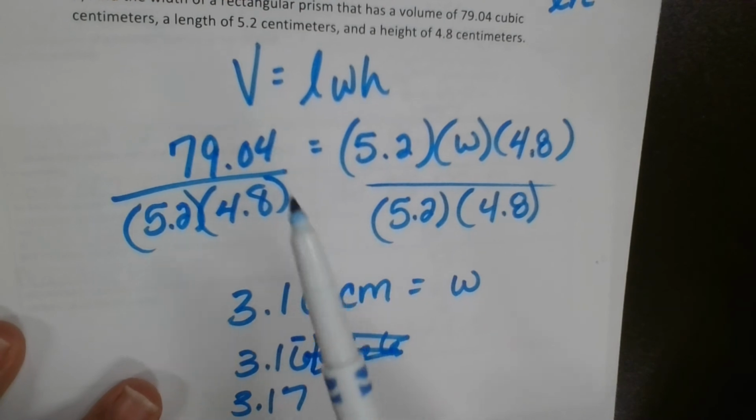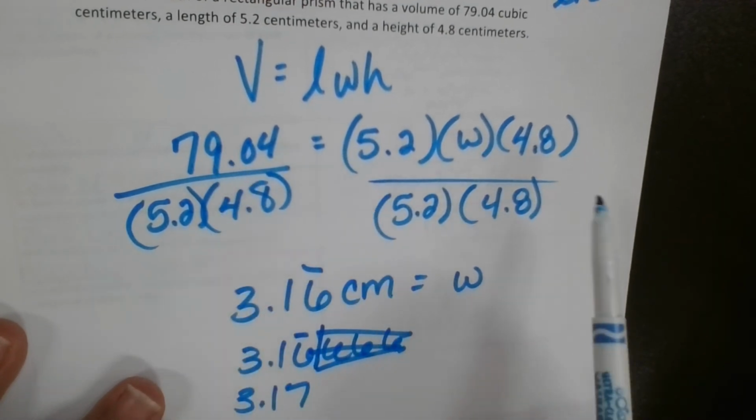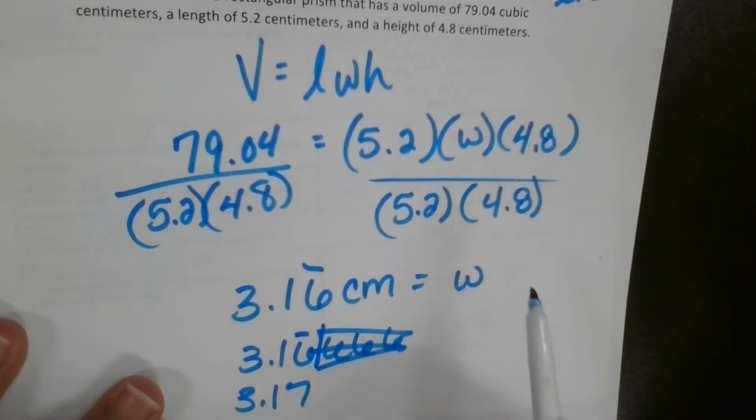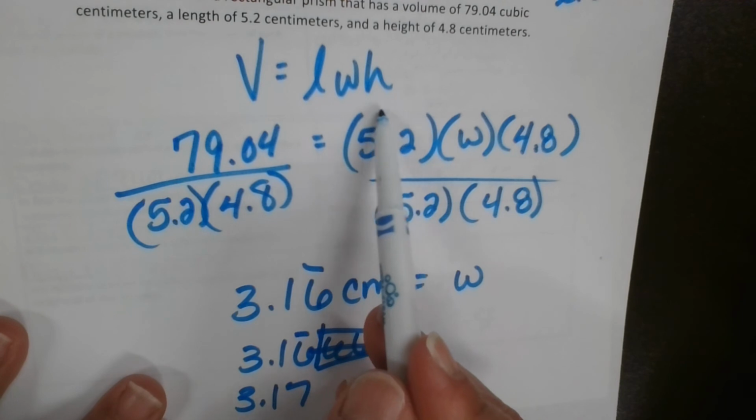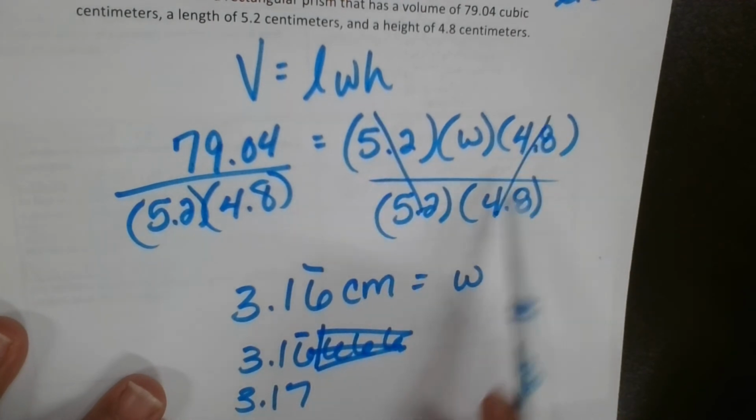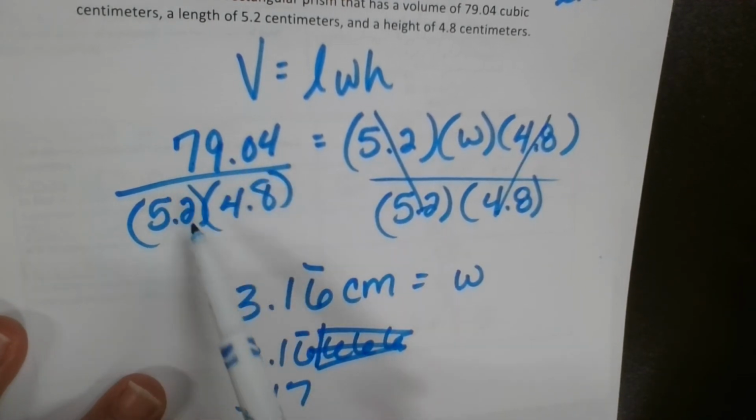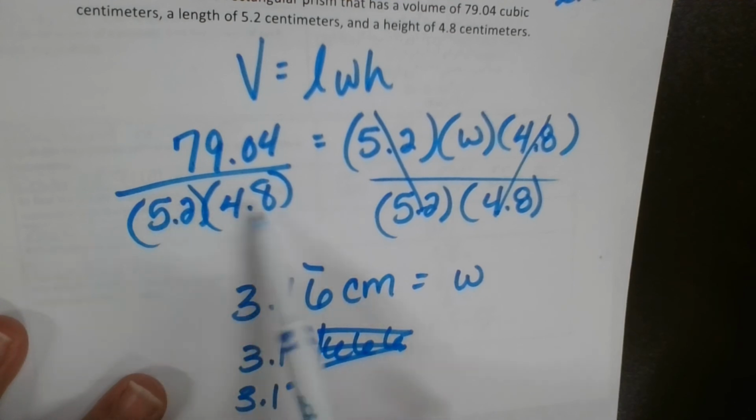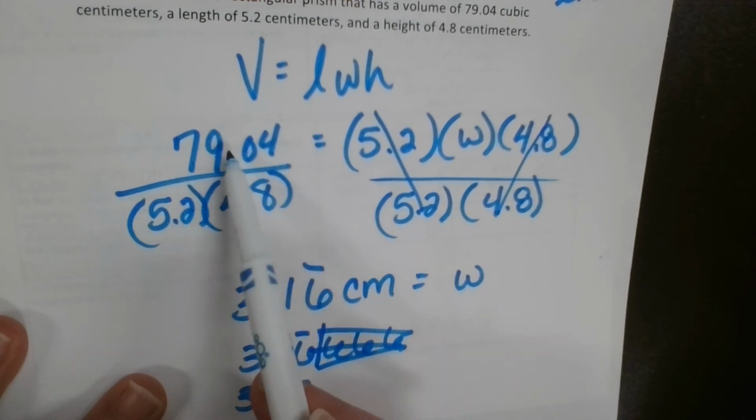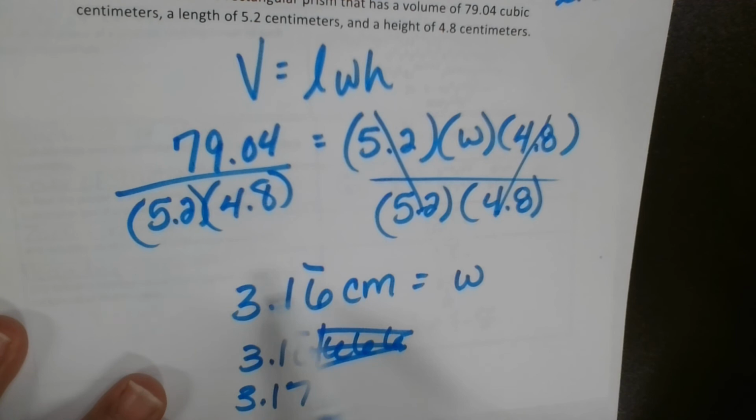But that's the formula. You're given the volume, given the length, and given the height, not given the width. So to solve for that W, you're dividing. When you divide this and this, that goes away. When you come over here and multiply these two together and then divide that by the answer, you get what the width is.